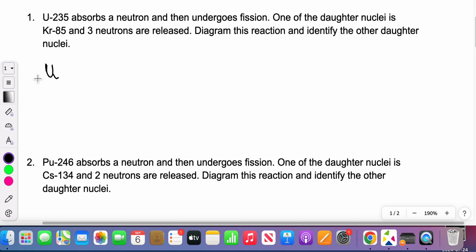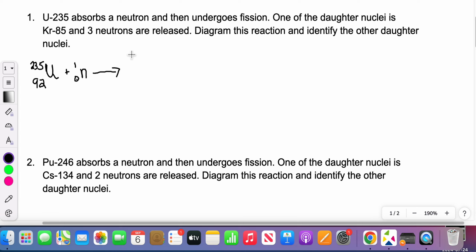Now, when you write it, you need to write it in this format with the number of protons or the atomic number at the bottom, and then the mass number 235 at the top. All right, now this uranium is going to absorb a neutron. So basically, to make it start undergoing fission, it has to have a neutron collide with it. So you put a neutron. Now a neutron is a 0 at the bottom, a 1 at the top.